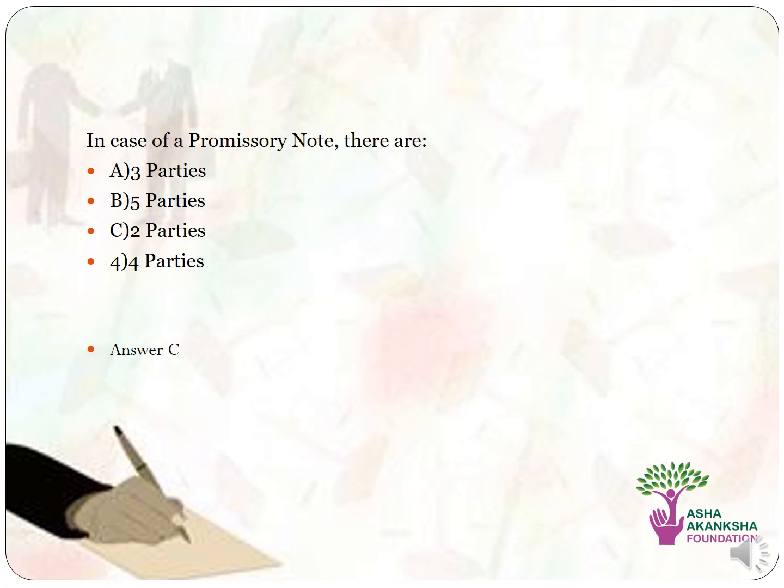So, the next question is, in case of a promissory note, there are how many parties? Option A, 3 parties. Option B, 5 parties. Option C, 2 parties. And option D, 4 parties. The correct answer to this question is option C, that is 2 parties.